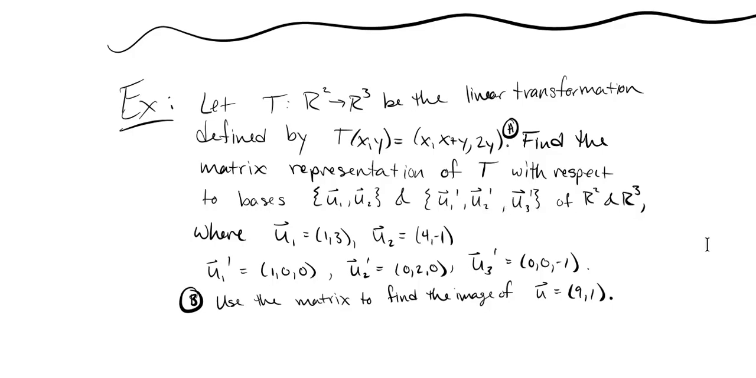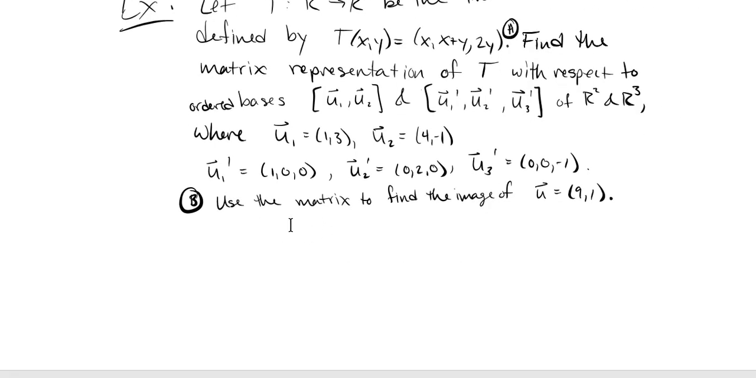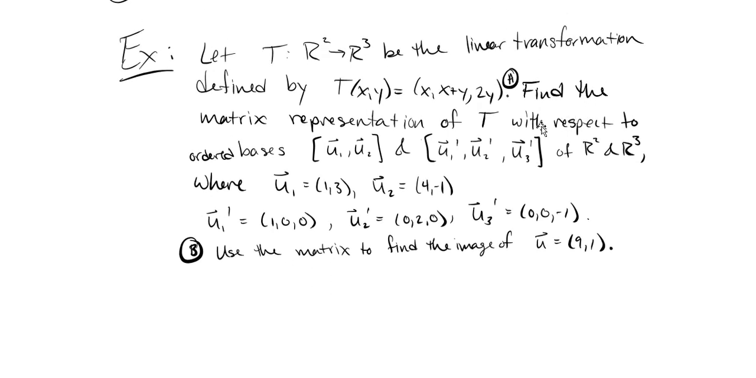I should correct this here. These should be ordered bases, which we write with square brackets. Remember, ordered bases care about which order we list them in the set. Okay. So let's first find the matrix representation of T, and then we'll use that matrix to find the image of a certain vector under this transformation.